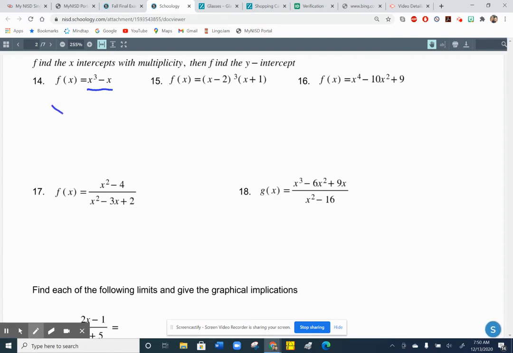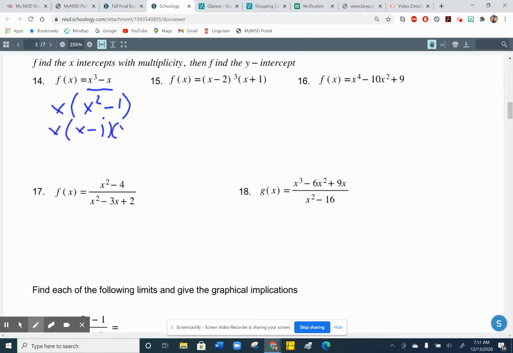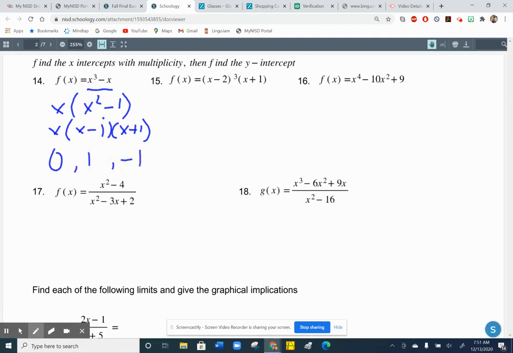So both of these have an x, so I'll factor out that x. So x squared minus 1 is what's left over. And then we can factor this too, to x and x minus 1 and x plus 1. And since they're all set equal to 0, you either have a 0 from the x, a positive 1 from the x minus 1 factor, and a negative 1 from the x plus 1 factor. And since there's no powers on any of them, they all have a multiplicity of 1.